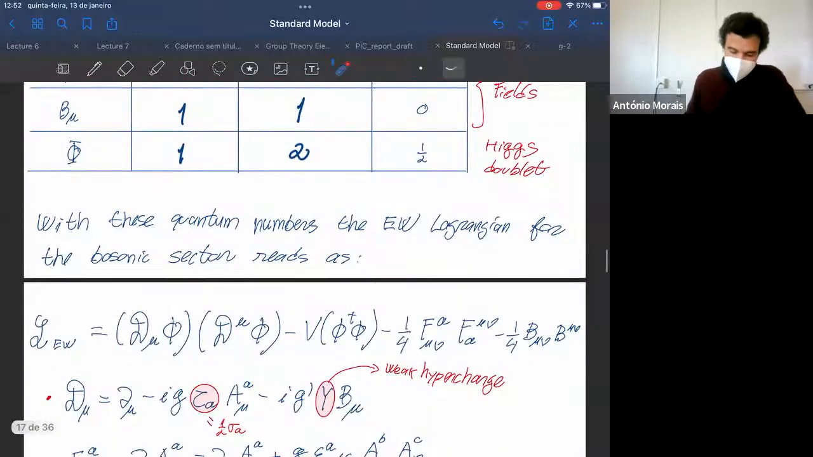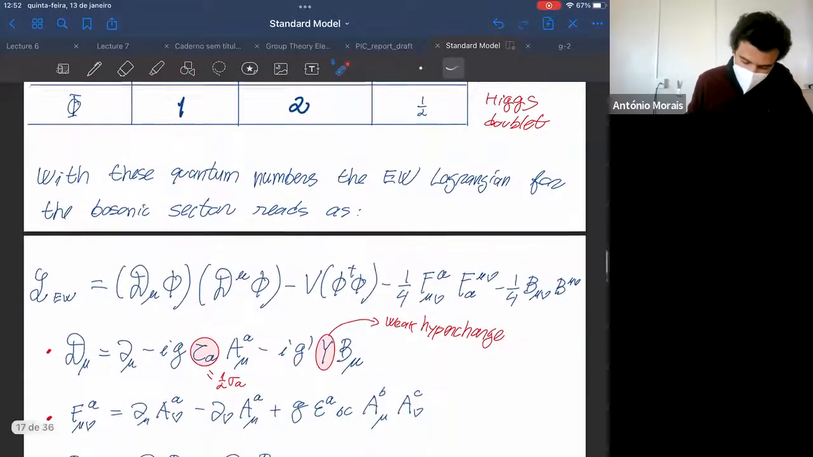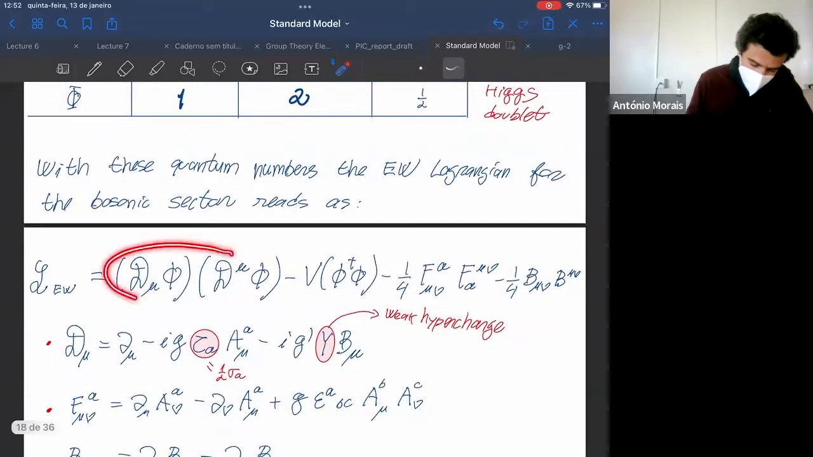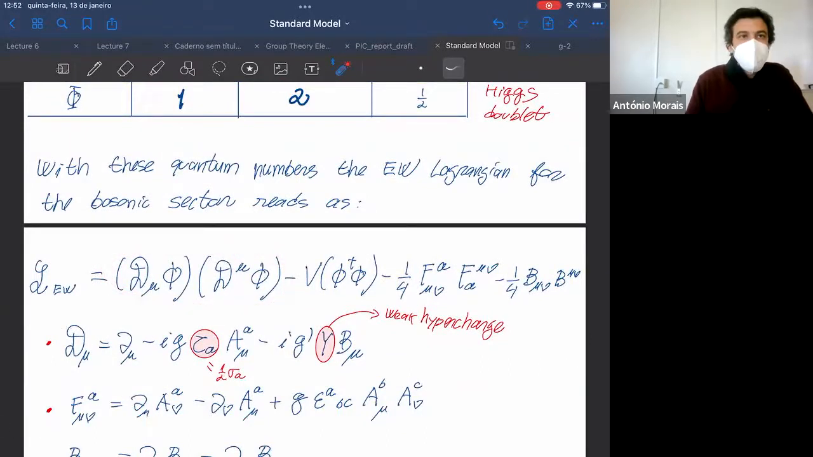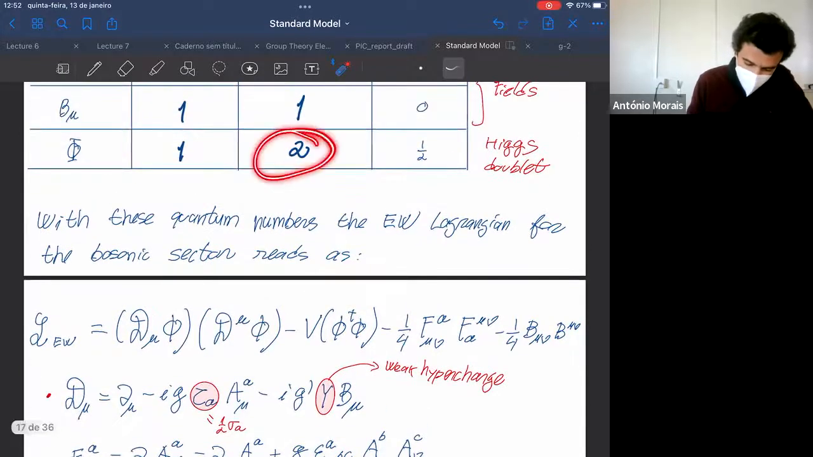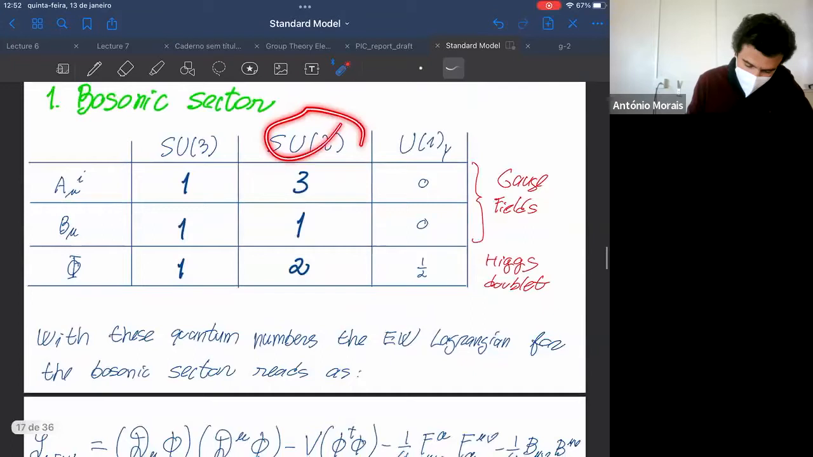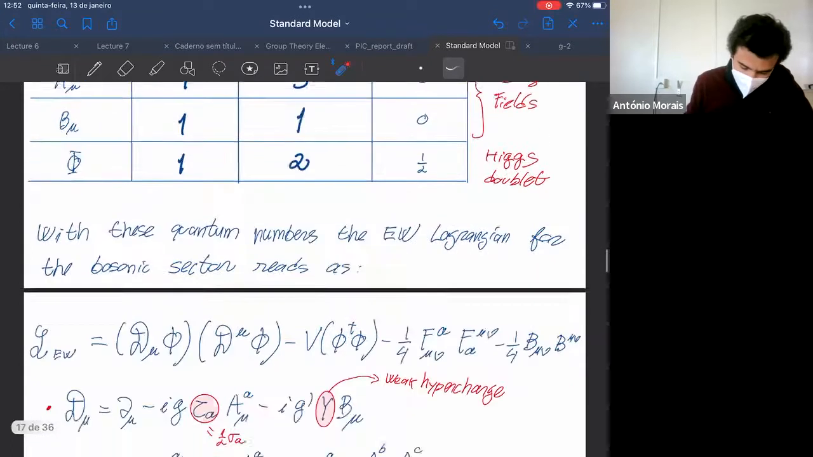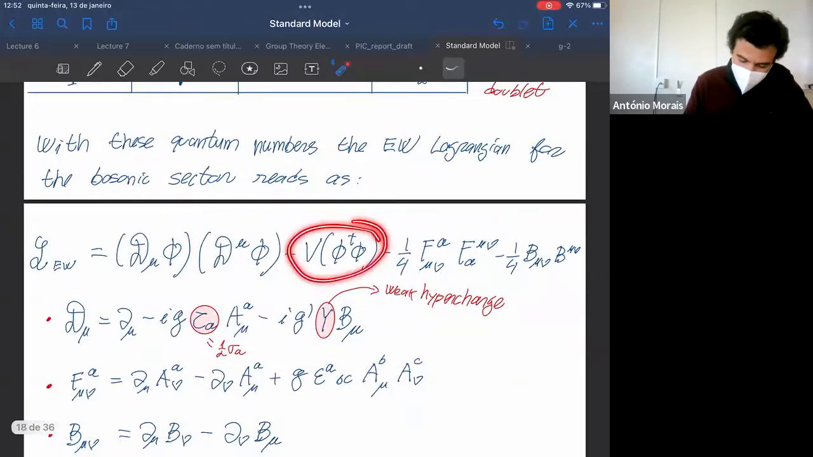So with these quantum numbers, the electroweak Lagrangian can be written. This is the kinetic terms for the Higgs doublet. This is a Higgs doublet now. This is an SU2 doublet. Bear in mind that. So this is SU2, and this is a doublet. This is the scalar potential.